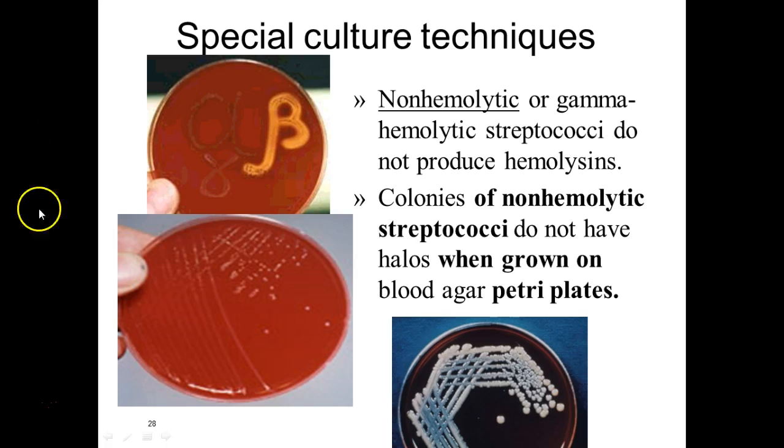So you can see growth on these plates, but no change to the red blood cells. And here shows all three types. So alpha, you have that greenish discoloration. Beta, you have the complete clearing. And gamma, you have just the growth and no change to the red blood cells.